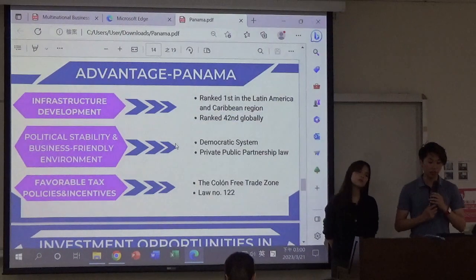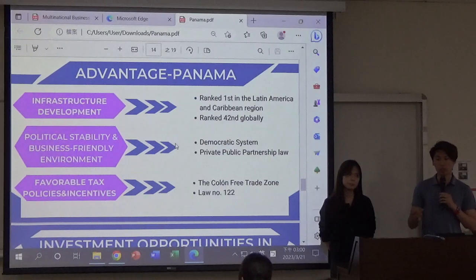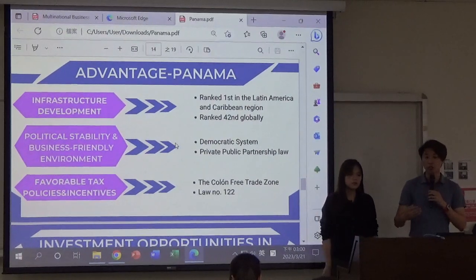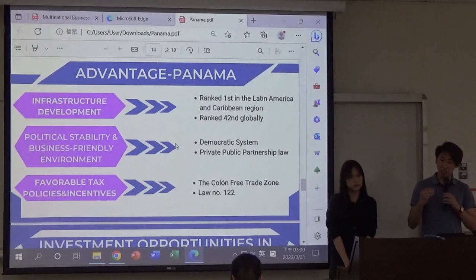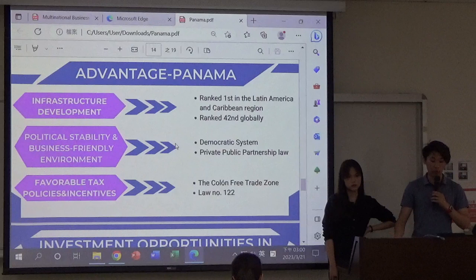Now, talking about some of the infrastructure, this is ranked first in Latin America and the Caribbean. This is due to the strong political stability and business-friendly environment. With the democratic system and public-private partnership law, there's quite a lot of foreign investment and 100% foreign-owned companies in Panama. In fact, their legal system enables groups to have a low tax rate, and even zero if their money is coming in from outside of the country itself, due to this concept of territoriality.